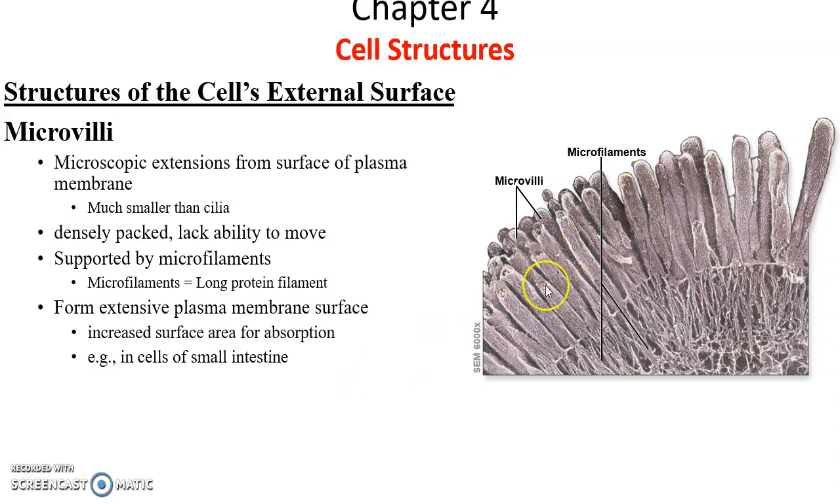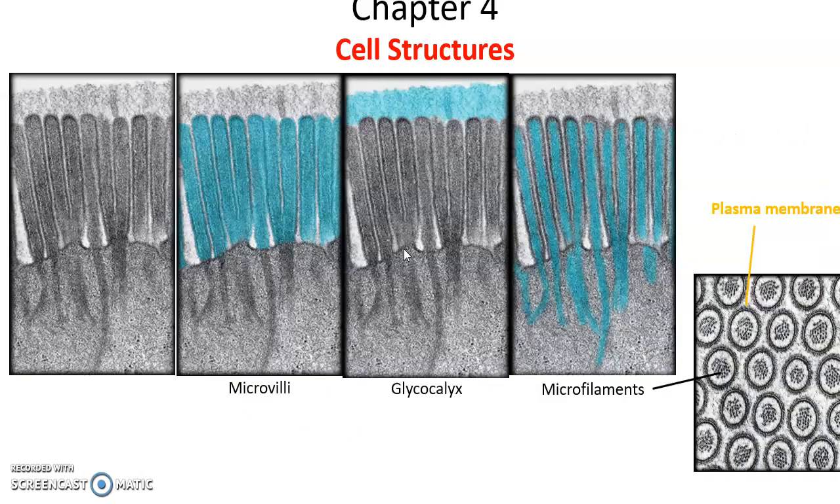And the point of the microvilli is to increase the surface area of the plasma membrane. So now there's lots and lots more surface area of the plasma membrane on this side. And that is ideal to increase absorption, to increase the movement of materials from outside the cell through the plasma membrane into the cell. So for instance, small intestine cells have lots and lots of microvilli to increase absorption of nutrients into the body, into the bloodstream.